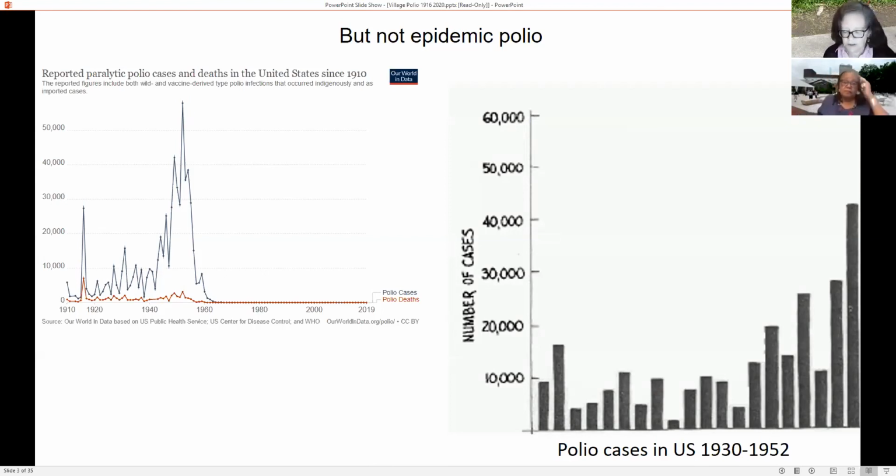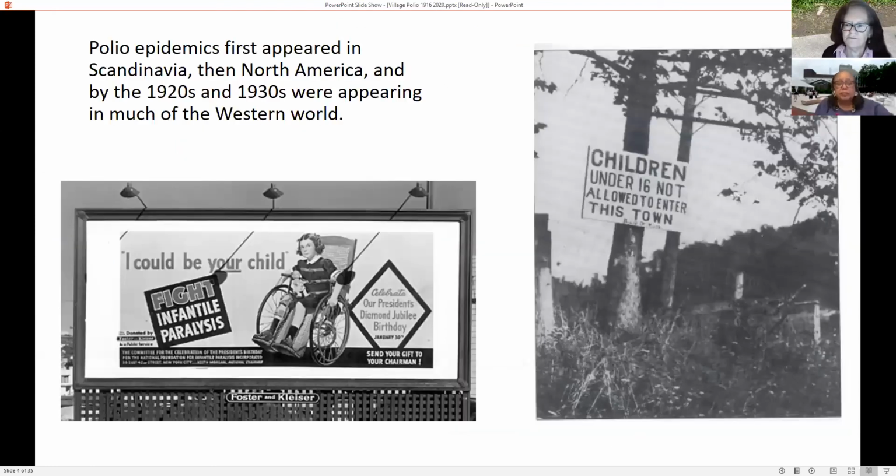And let me just say that this was disruptive, especially for the public. It was a very scary disease, although as you can see with the red line, it's not generally a disease that causes a lot of deaths. But what it does is it paralyzes, especially children. And public health officials were very disturbed by this.